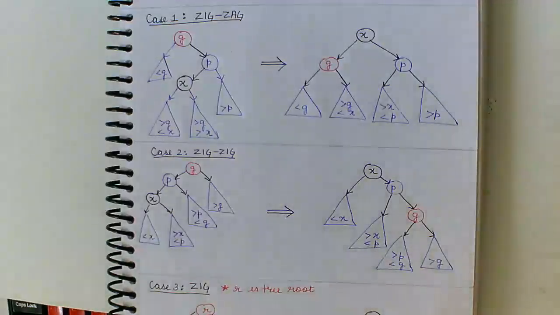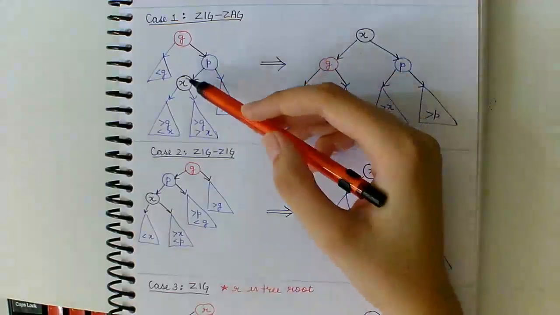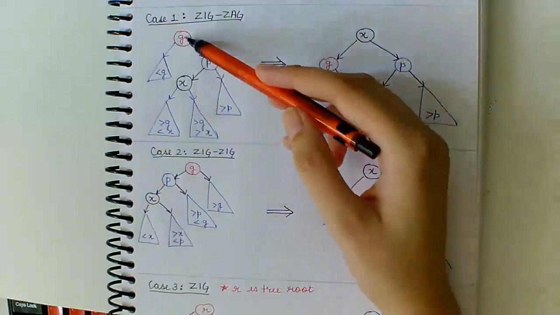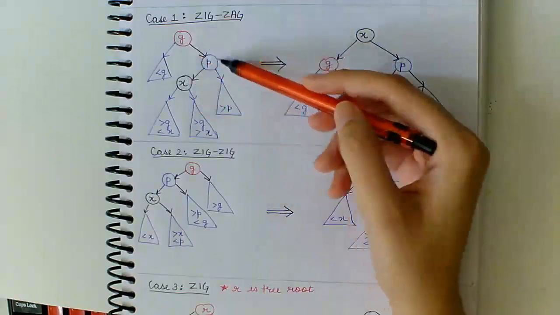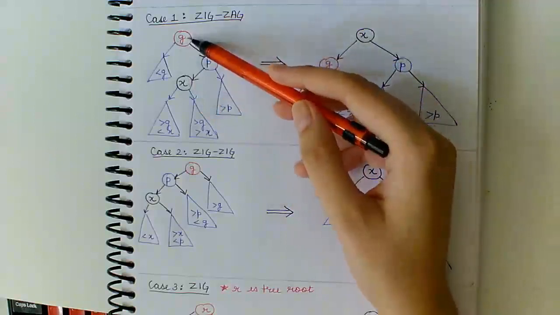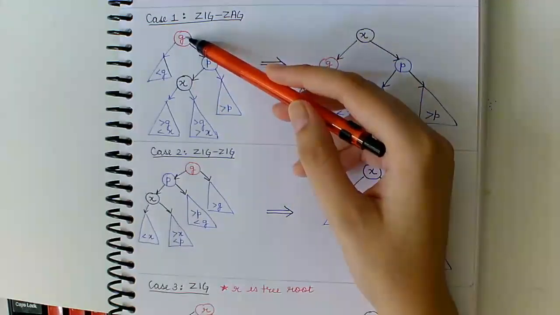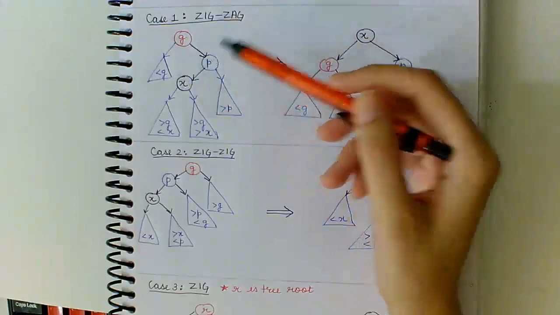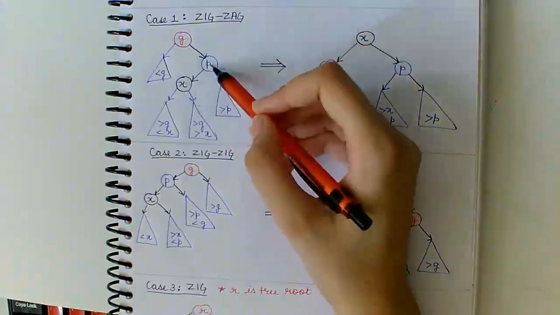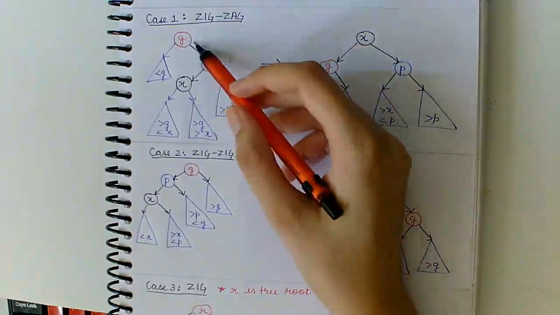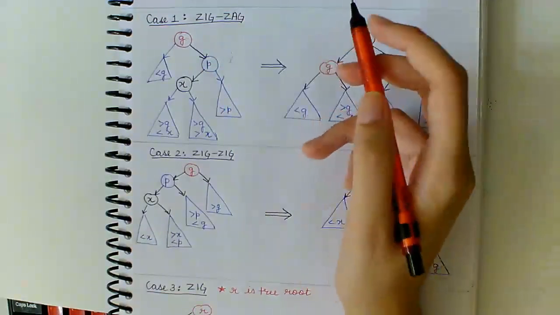Now we are going to see the three cases of rotation in splay trees. We are starting with case 1, that is zig-zag. Here the x for which we are splaying is on the right and left, that is in zig-zag to its grandparent. So first rotate x with p, and then rotate x with g, and we continue moving x up the tree.